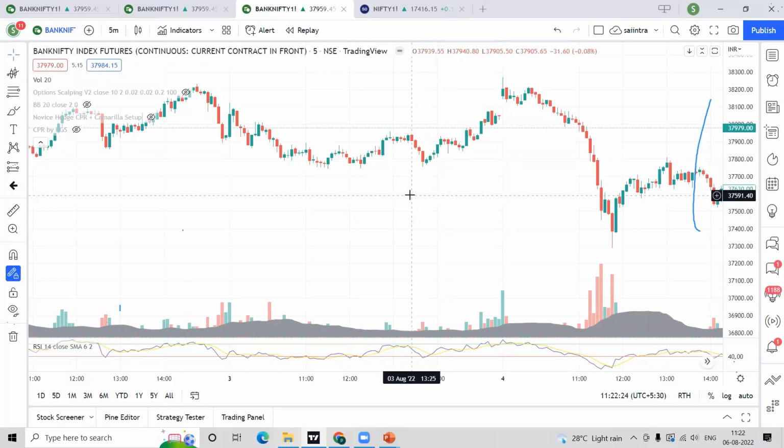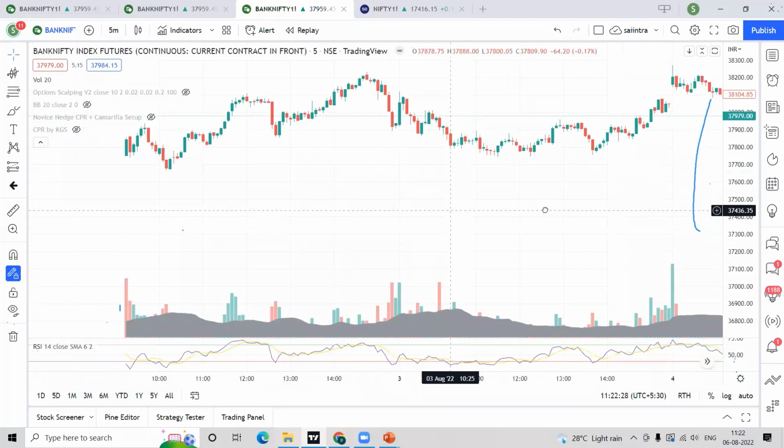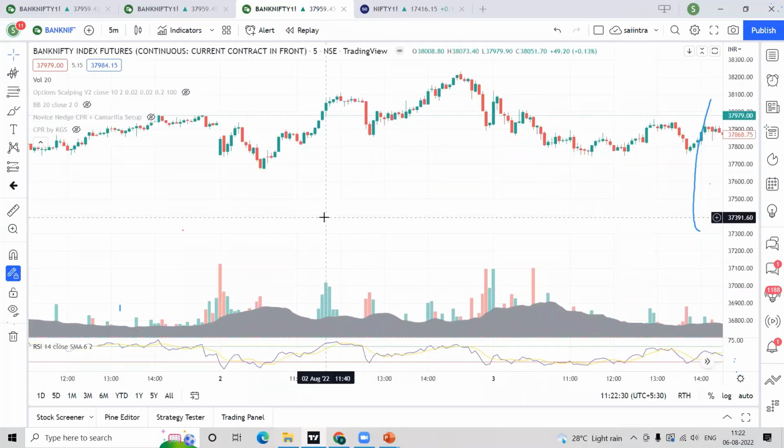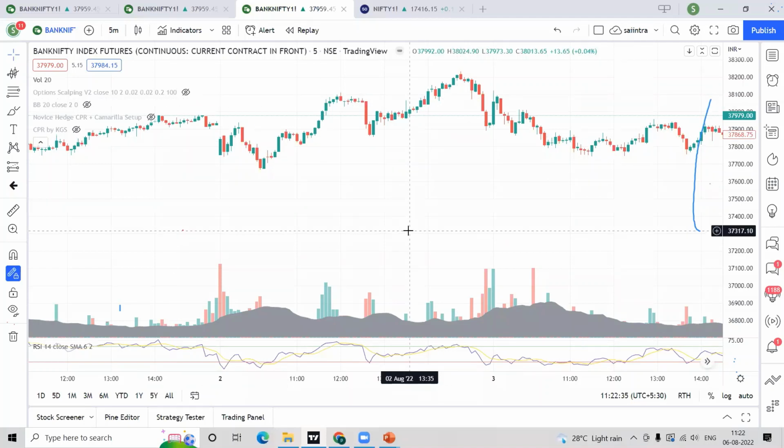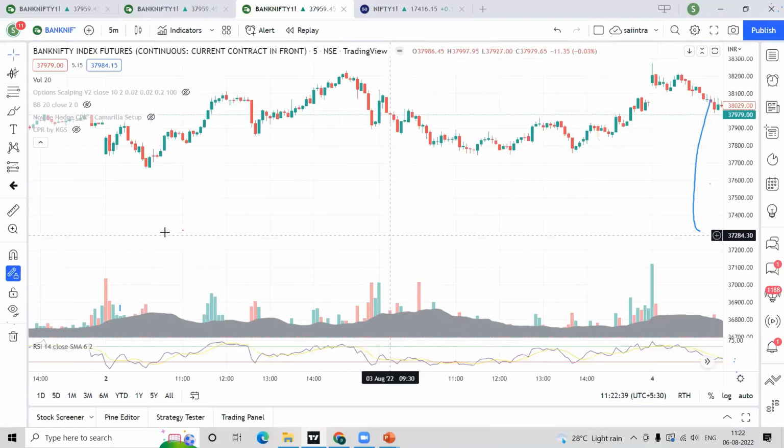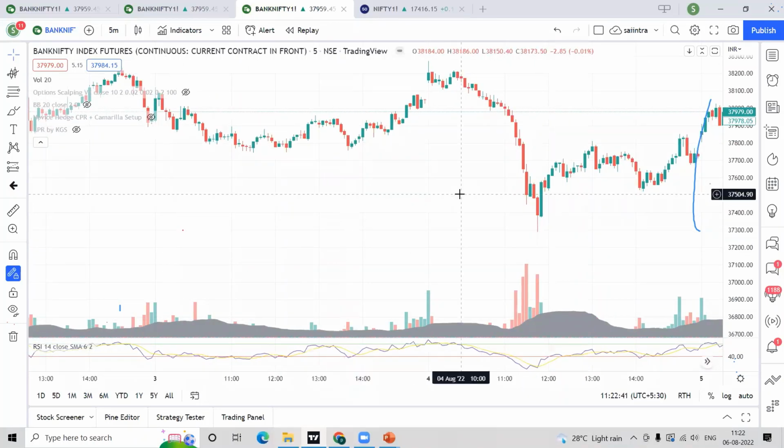Now I am going to teach you non-directional option selling, because at the start of the day, can we predict whether the market will go up or down? Maybe we use some indicators, but we cannot say it with certainty. For example, take the expiry day. Last week the market rallied so much.